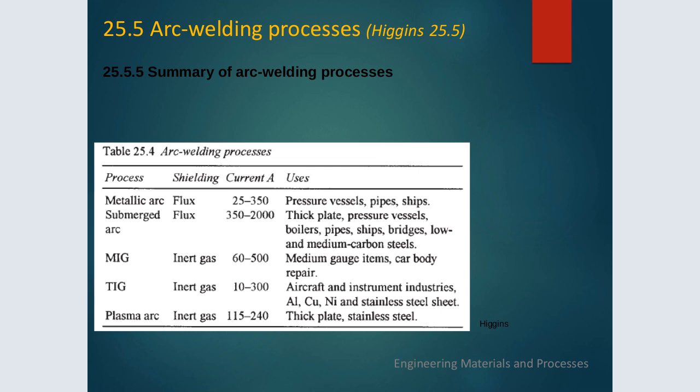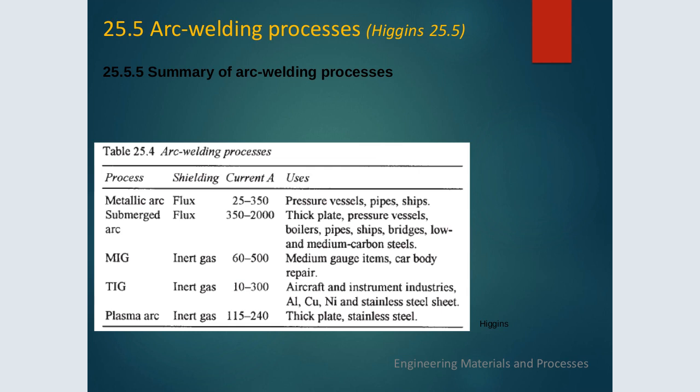For metallic arc, the shielding is flux, and the current is about 25 to 350. And then the users, where do we use the metal arc welding? The users are pressure vessels, pipes, and ships. And then the submerged arc, the shielding is also flux. And then we have the thin plates, pressure vessels, boilers, pipes, ships, bridges. Those are now the big metallic things that are used for submerged arc welding.